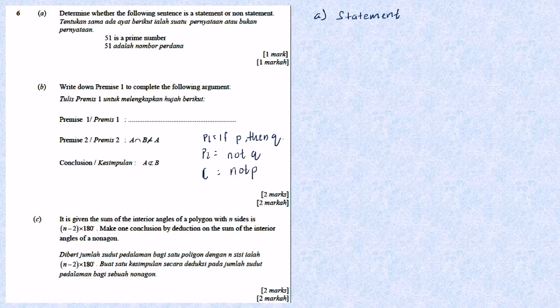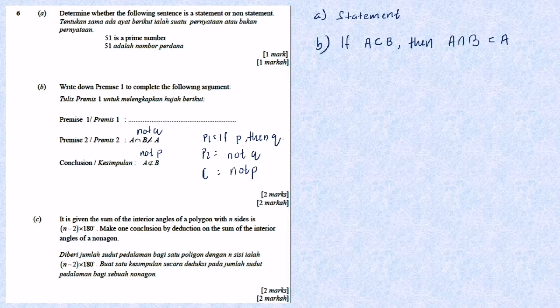Okay, so now here not Q, this one is not P. So if I write the first premise, I must write if P then Q. So if A is a subset of B, then A intersect B equals A. So the answer is: if A is a subset of B, then A intersect B equals A.